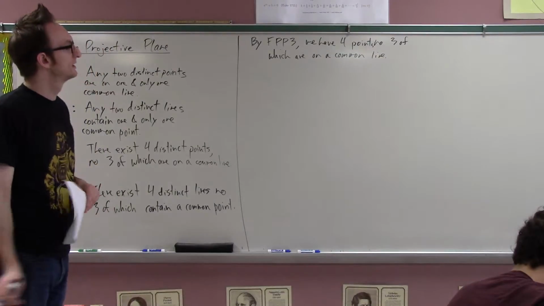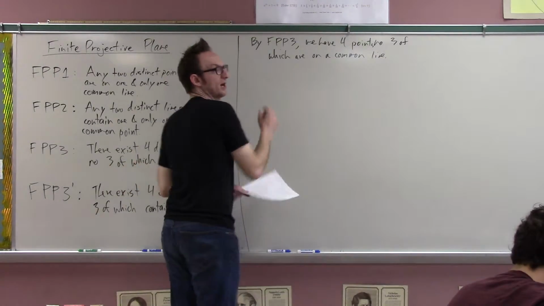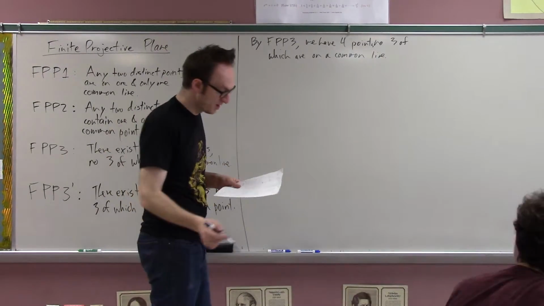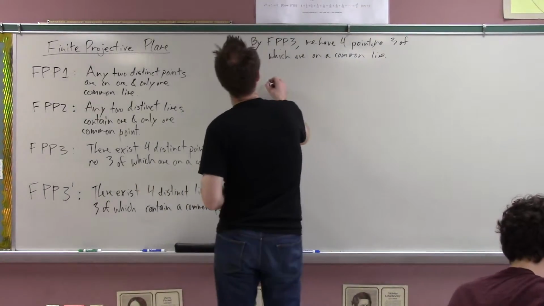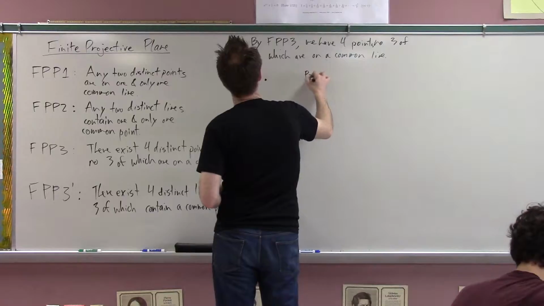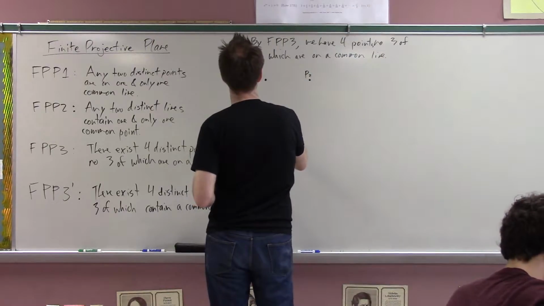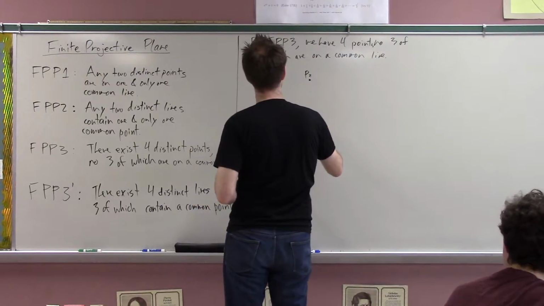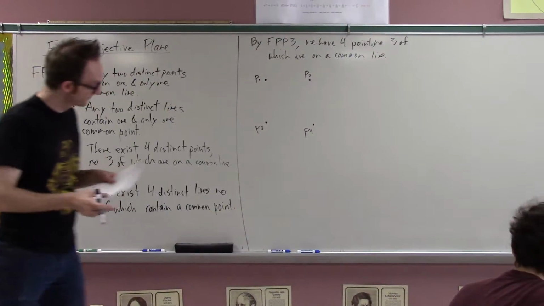Okay, so let's name those points. Let's call them P1, P2, P3, P4. So what we have are four points, and I'm going to draw them, although the picture is not a necessary part of the proof, it's just there to help us think.